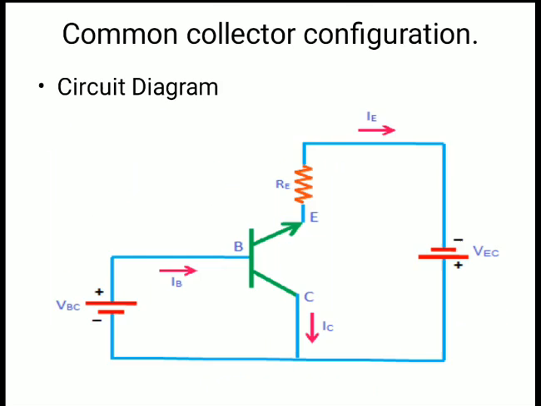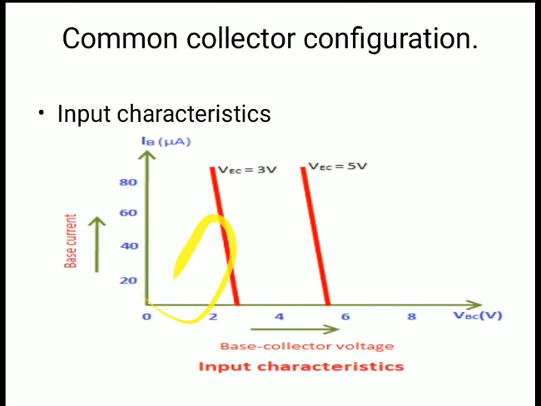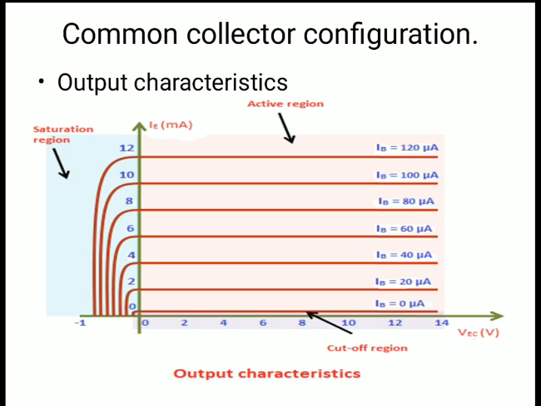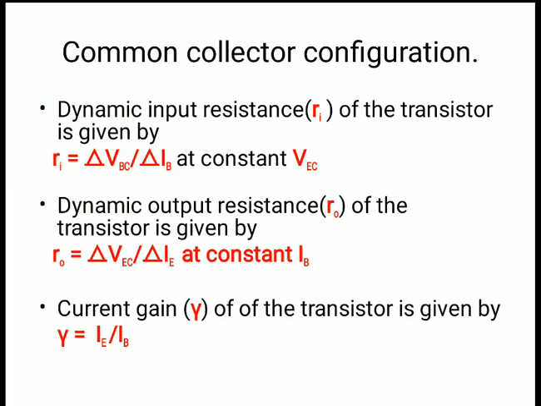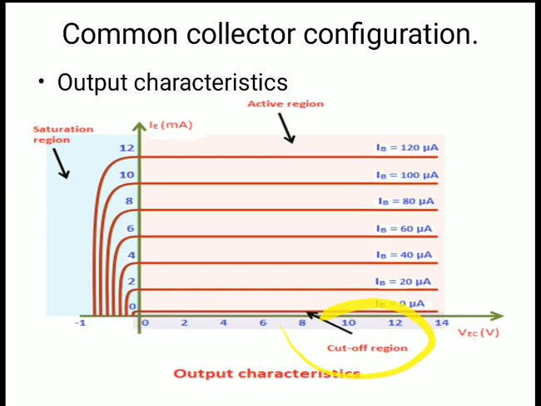VEC and IE at constant IB. You can see here IB is constant, with different readings. This is the active region, this is the saturation region, and this is the cutoff region. All these three characteristics are mostly the same.